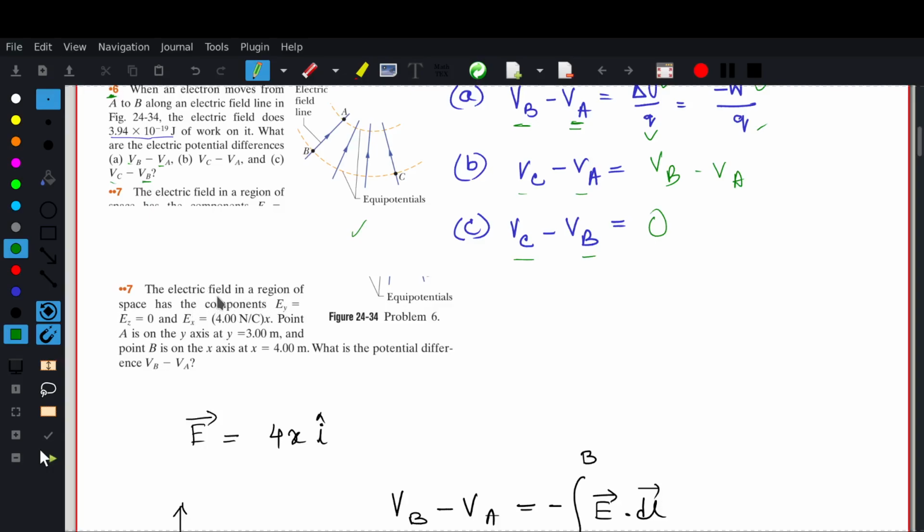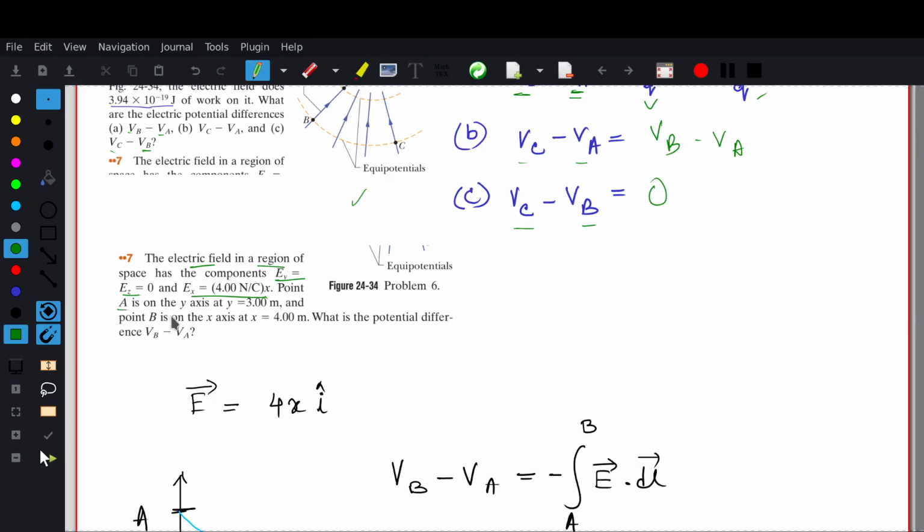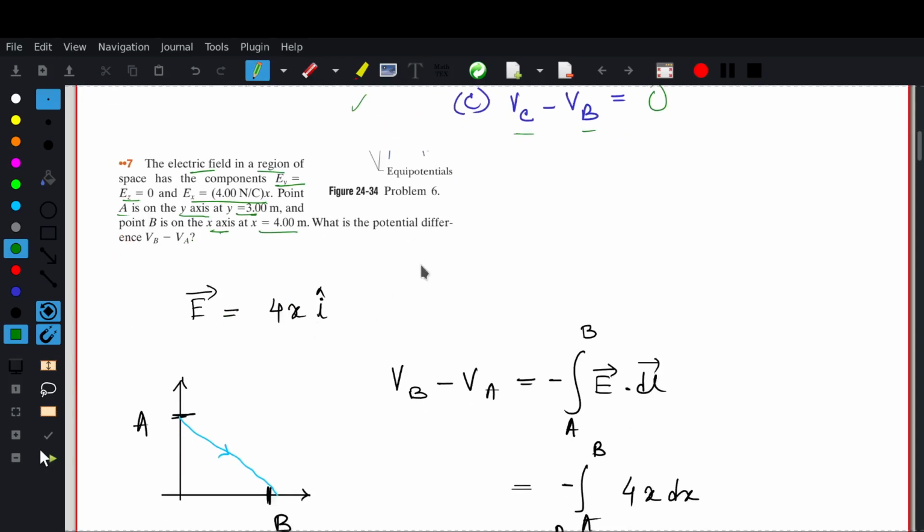Okay, so the electric field in a region of space has components Ex and Ey, and Ez is 0, right? Point A is on the y axis at some coordinate, and point B is on the x axis, also at some given coordinate. So what is the potential difference between Vb and Va?